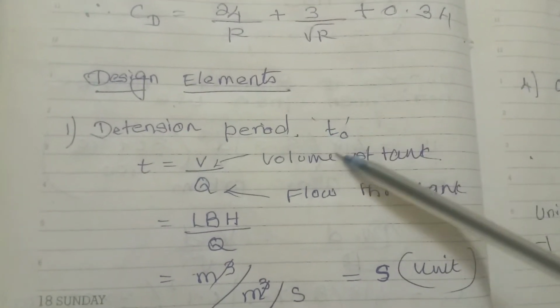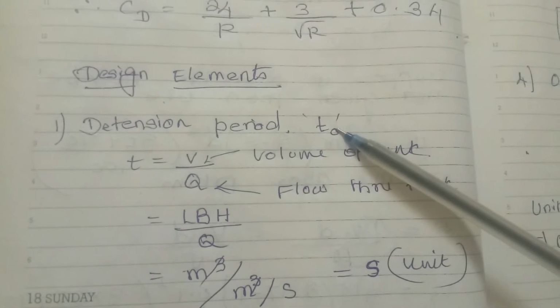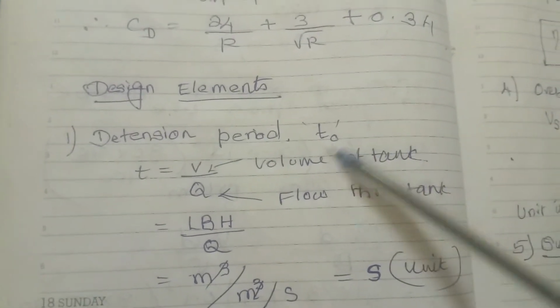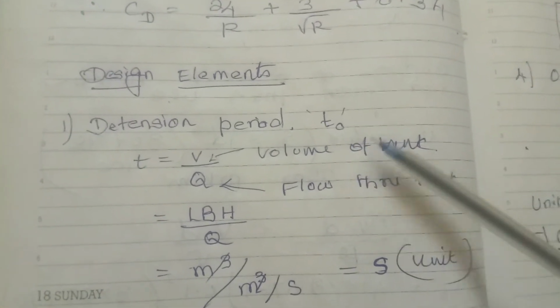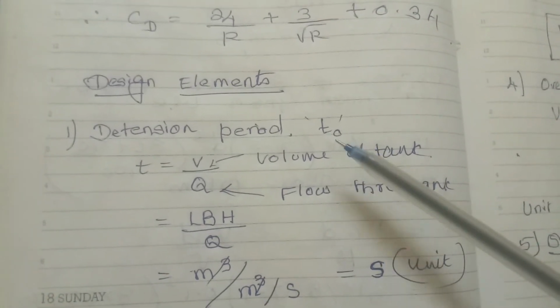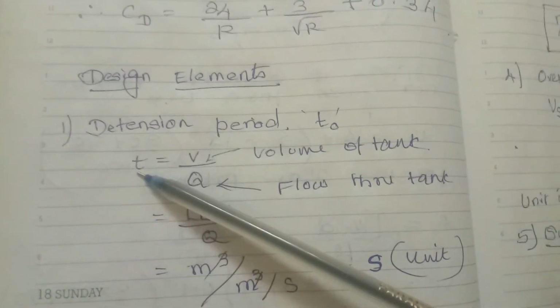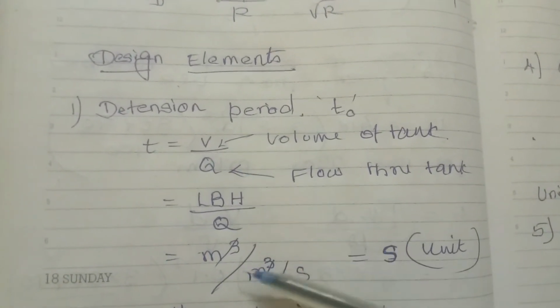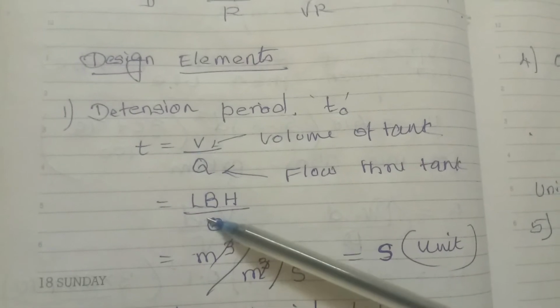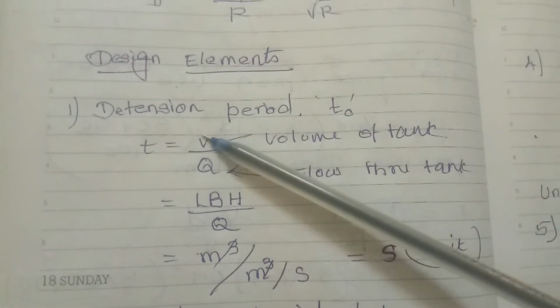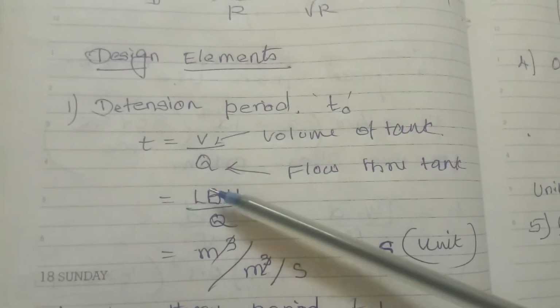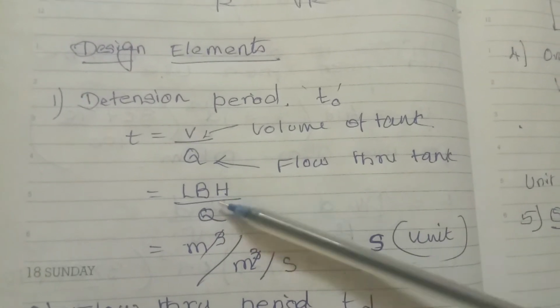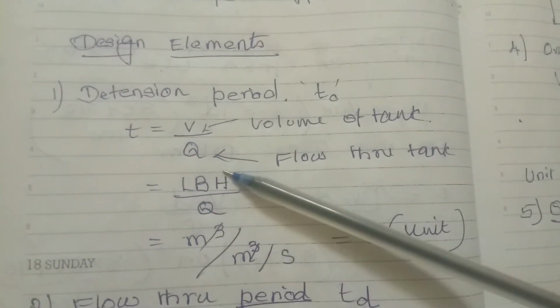So what is detention period? It is the time taken by the water to be retained inside the sedimentation tank. It is given by the volume of the tank divided by the discharge in the tank. The volume, if it is a rectangular tank, is L B H. If it is a circular tank, then you have to put pi D square by 4 into H. That will give your volume.